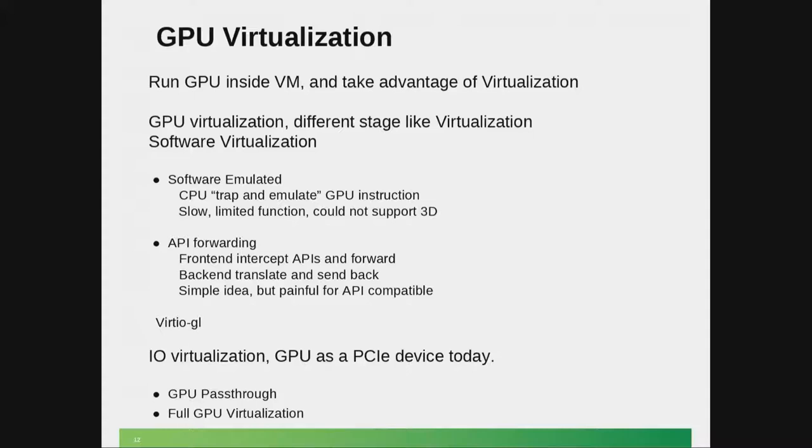Because I just showed you the GPU structure, it's quite complicated, even compared with other normal PCI and I/O devices, and it couldn't support 3D acceleration. So then comes API forwarding. I showed you the programming models there: DirectX, OpenGL, OpenCL, CUDA. The basic idea is I set an agent in the guest, intercept the instructions, and then forward them using a network protocol to the host server side, and then on to the host library. A lot of commercial companies provide this kind of product, but it's still not good.